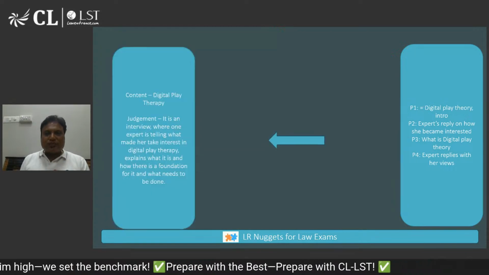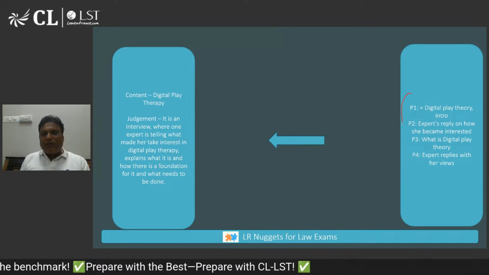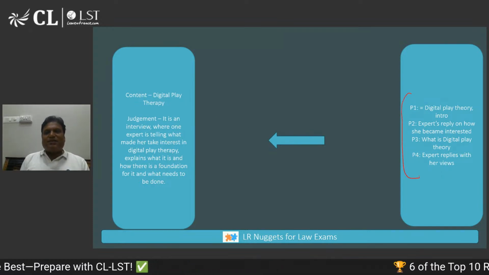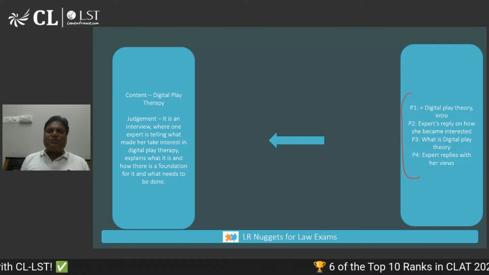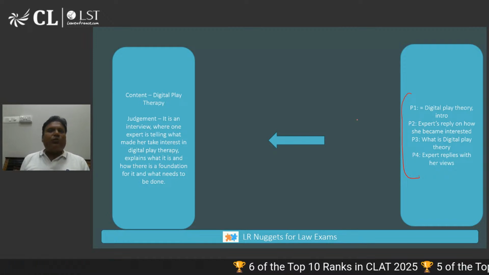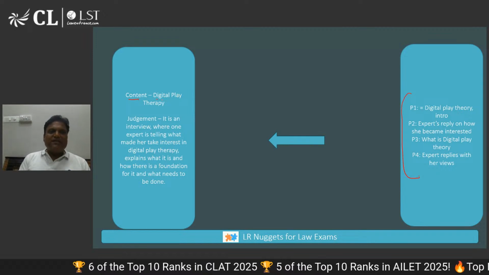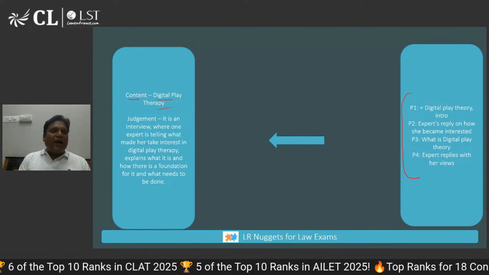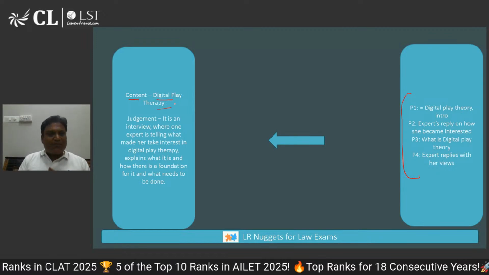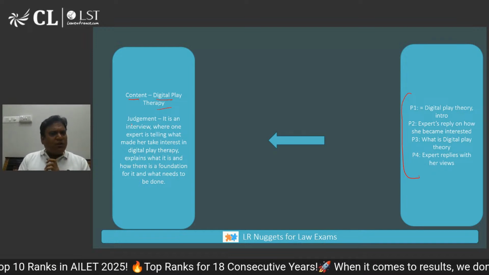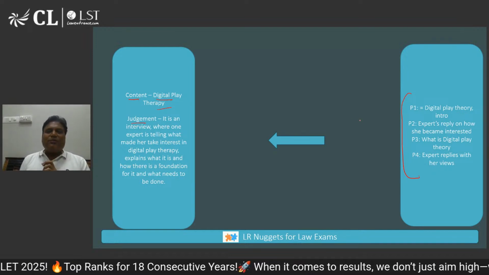Look how. This is what we have done so far. This should lead to content plus judgment. What I should do is sum up whatever these 4 points are. What is the content of this discussion? It is digital play therapy. So my answer should have digital play therapy in it, because the main idea answer should have digital play therapy in it. What is the author's judgment on that? So let me sum it up.